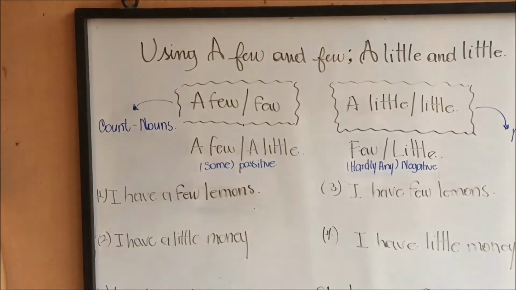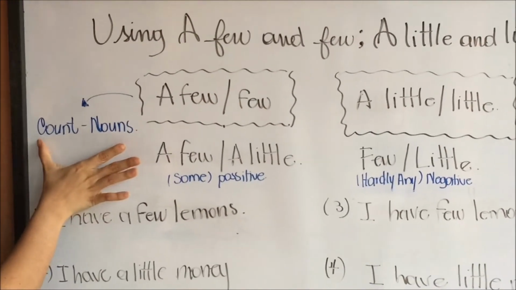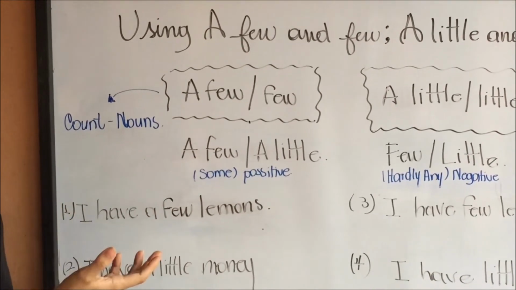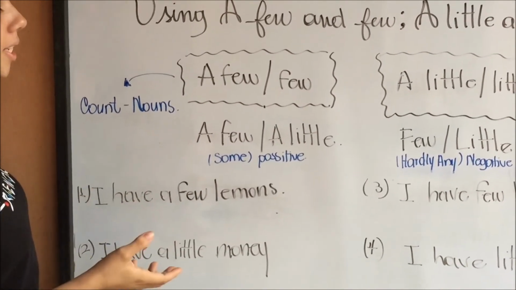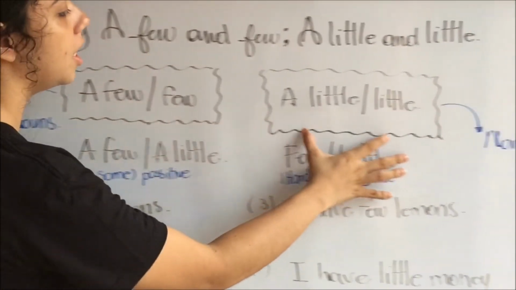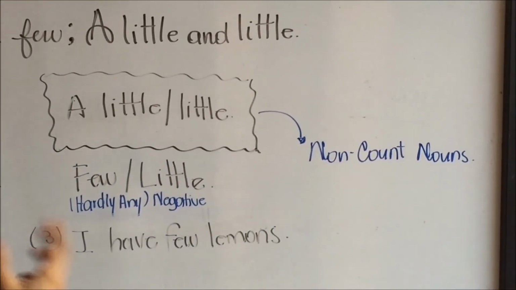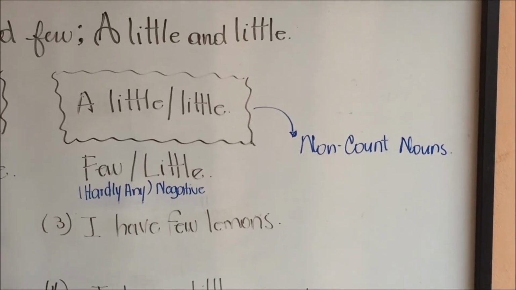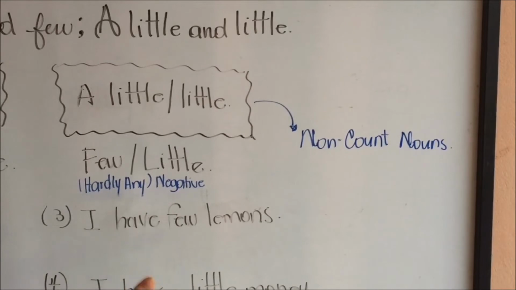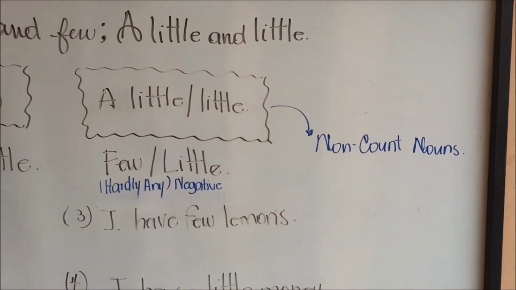So let us begin. We use a few when we talk about count nouns. For example, we can count lemons, we can count pages, and many things. And a little and little, we use it when we talk about non-count nouns. For example, we cannot count money and water, electricity. So when we have those nouns that we cannot count, we use a little and little.